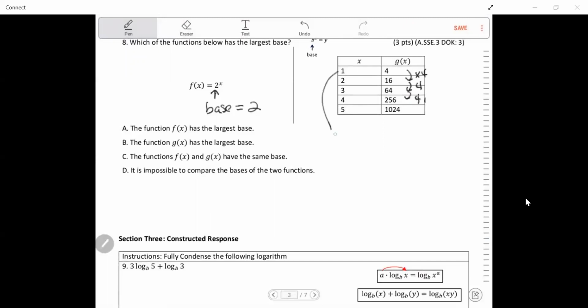So if you look at this one, x to the 1 is equal to 4. Well, obviously that's a 4 because 4 to the 1 is equal to 4. And if we keep going down, x to the 2 equals 16. Well, that's 4 also. 4 squared is 16. So there's our base on this side. So our base is equal to 4. All right, that means that g of x has a higher base than f of x. So g of x has the largest base.